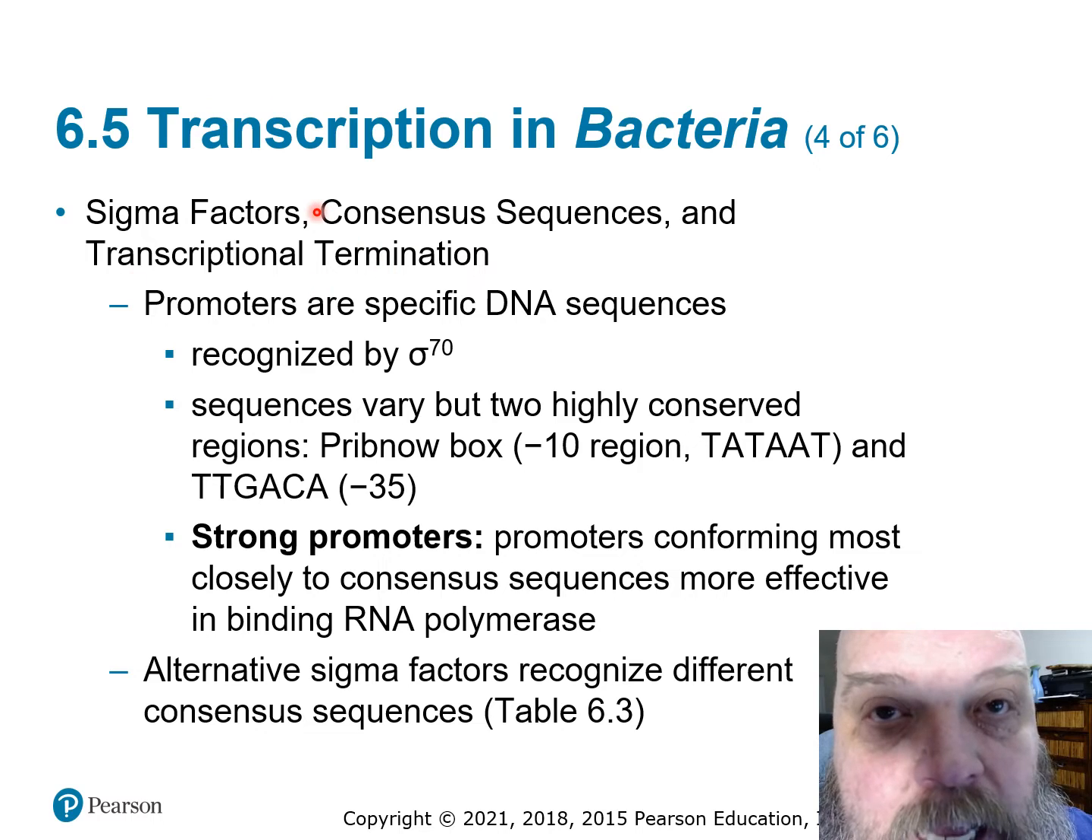Sigma factors are a class of proteins. You'll see them as the Greek letter sigma and then a number designation. There are quite a few of them that have been found across the bacteria, and they just name them this way, sigma 70. The -10, the TATA box, also known as the Pribnow box, and then the -35 promoter. So -10 means it starts 10 nucleotides upstream.